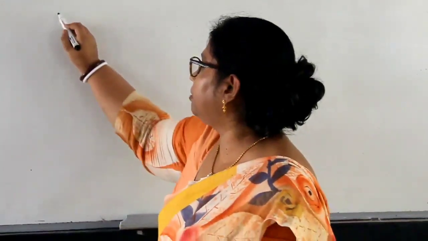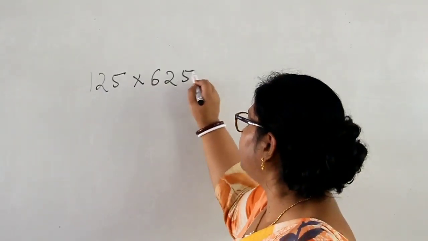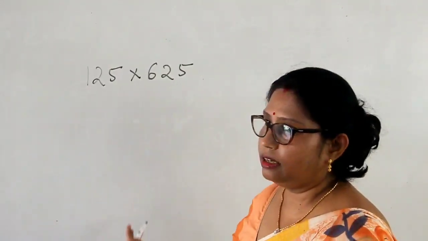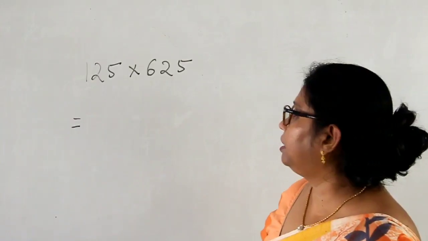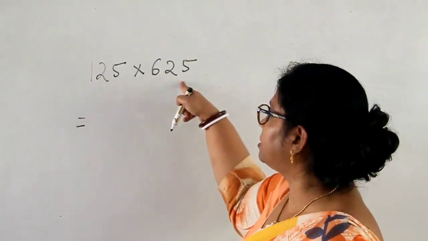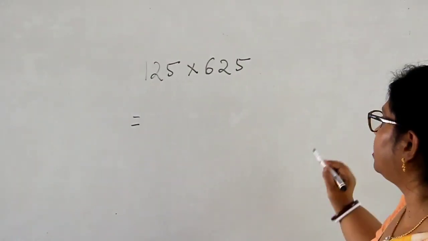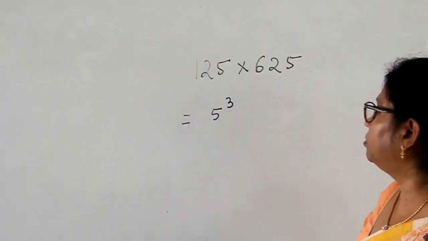One more sum is given. Express 125 into 625 as a power of 5. So we have to express this number as a power of 5. We have to factorize 125 and 625. So 125 is factorized and we know that it is nothing but 5 cube.